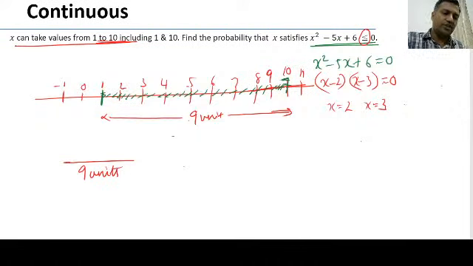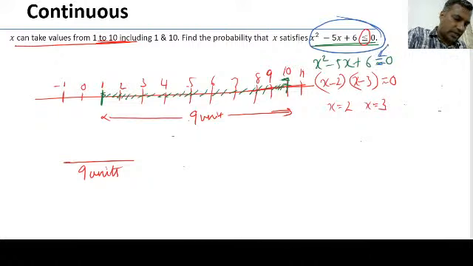X can take 9 units. What is in the numerator? Find the probability that x satisfies this. Now if it is an equation equal to 0, then 2 and 3 are the critical points. 2 and 3, only 2 points.